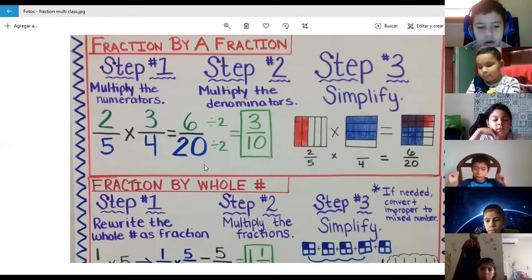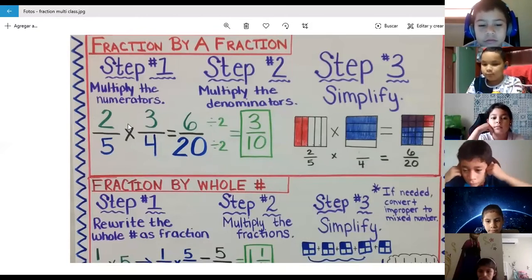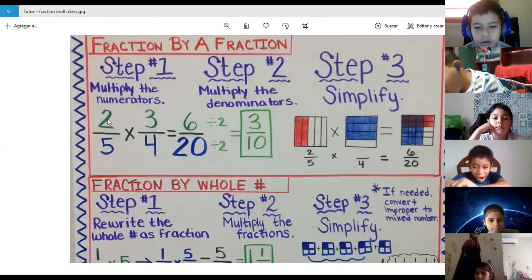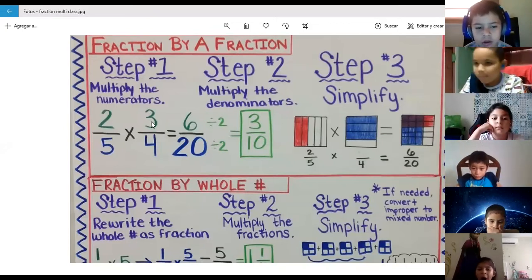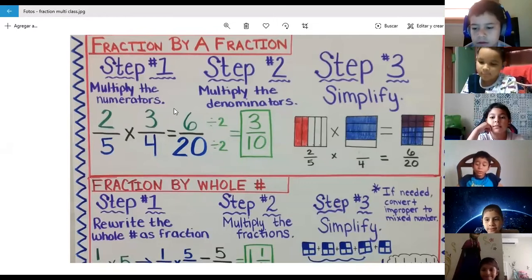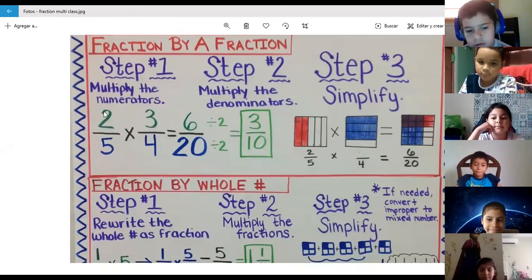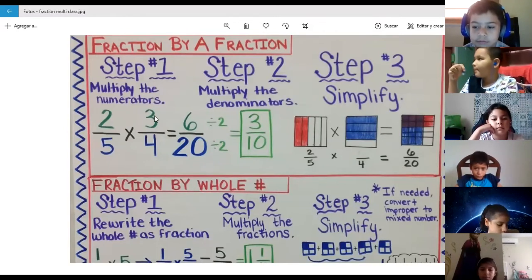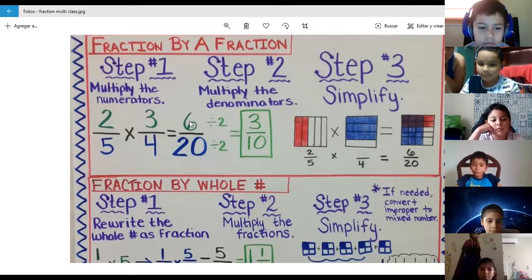So the first step to multiply fractions is multiply the numerators. Por eso es que tenemos 2 and 3. ¿Cuánto es 2 por 3? 6. That's why we have the 6 here. First, we multiply the numerators. Primero multiplicamos los numeradores. En este caso, 2 and 3. 2 por 3 es 6. Lo colocamos, el 6. Then we multiply the denominators.